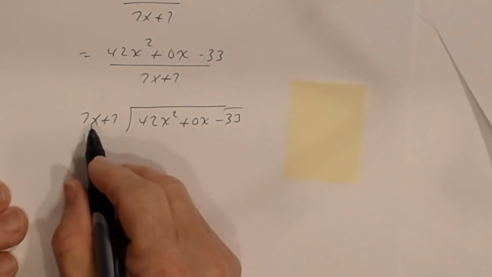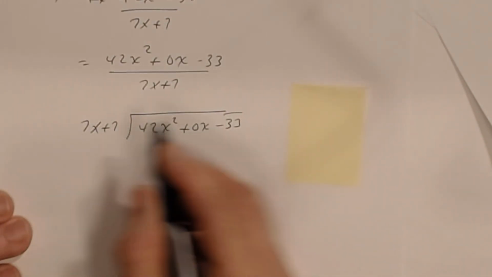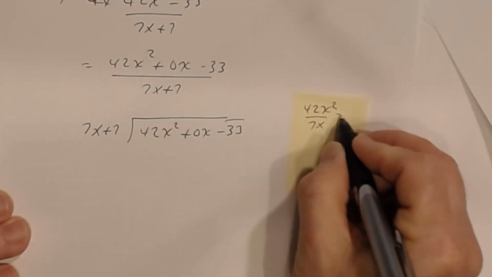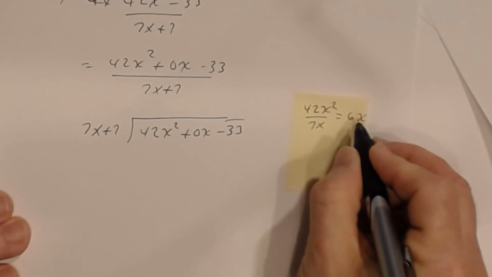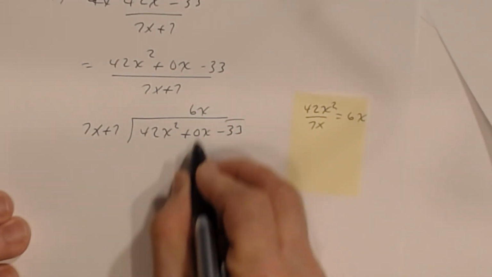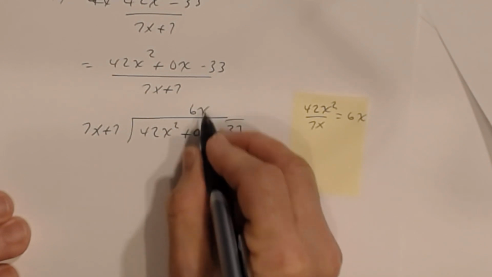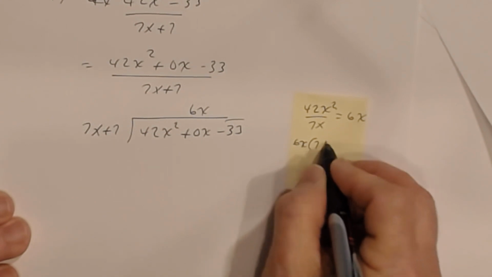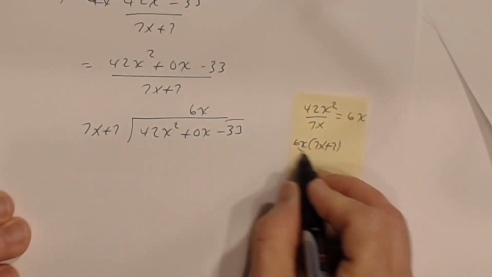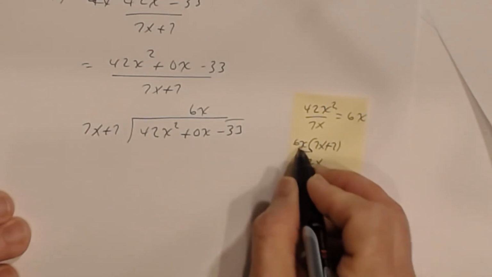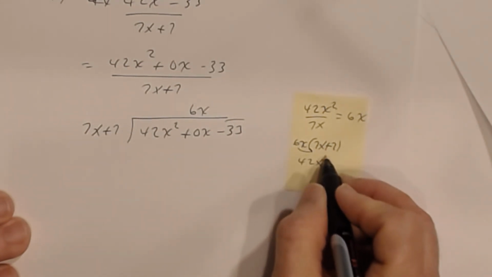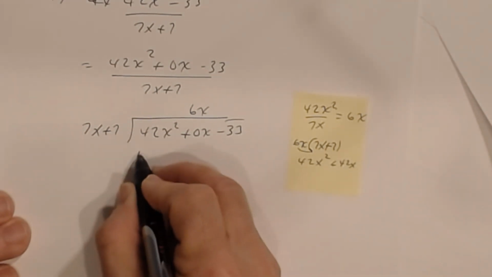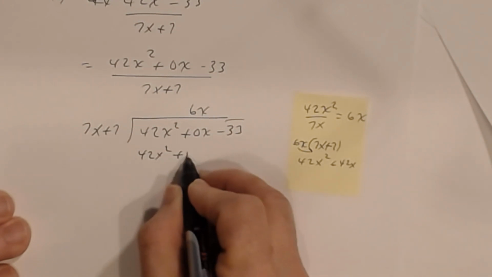Okay, so you do first divided by 7x, right? So 42x squared divided by 7x. Well, 42 divided by 7 is 6. X squared divided by x is x. So put that here. See why you need that 0 column, so you can align your like terms. Remember, you multiply now, so you can say 6x times 7x plus 7. Multiply. 6x times 7x is 42x squared, excuse me. And 6x times 7 is 42x. That goes here, 42x squared plus 42x.